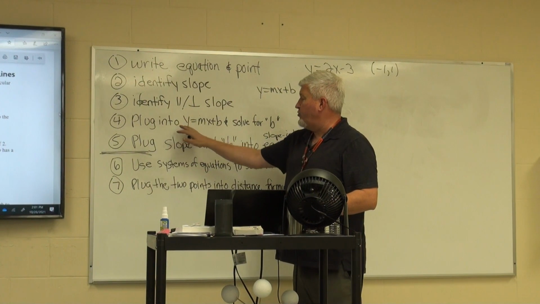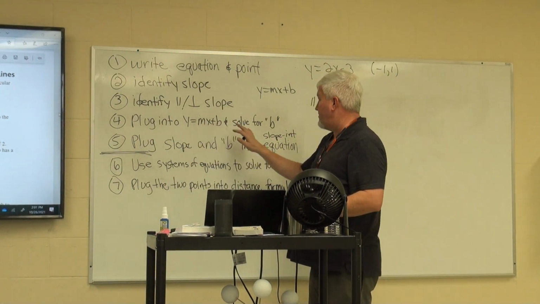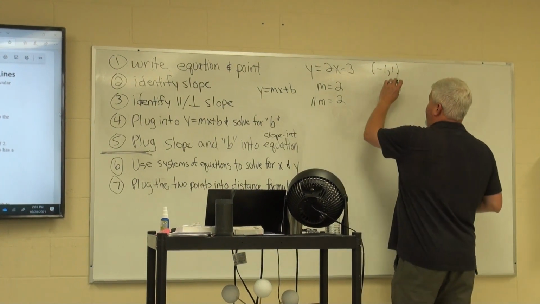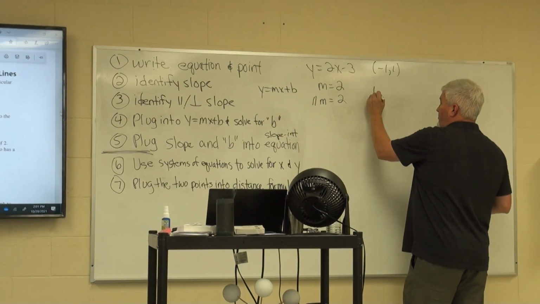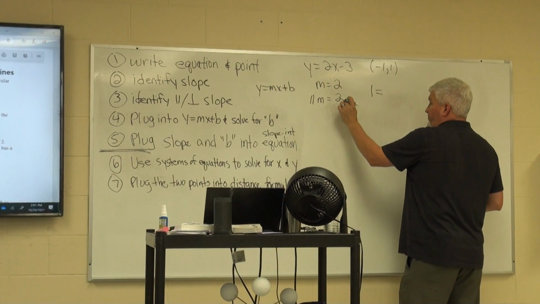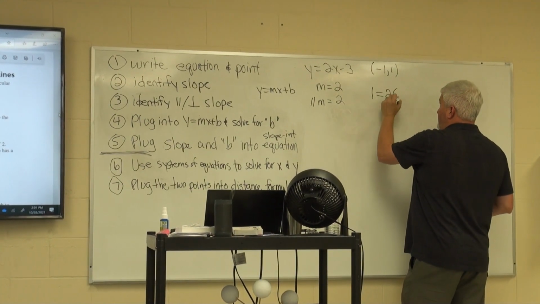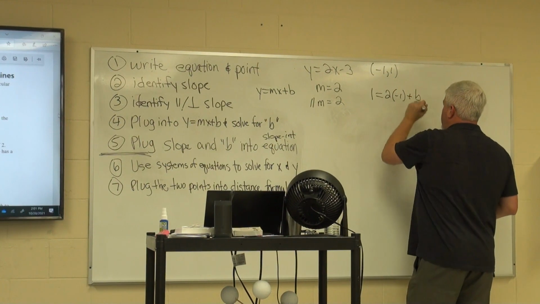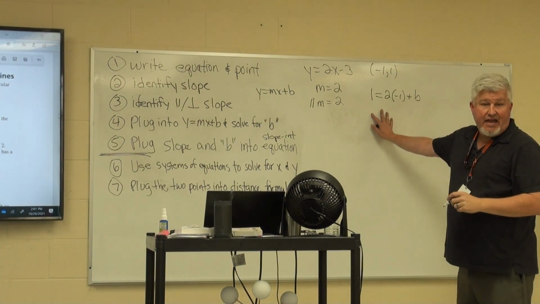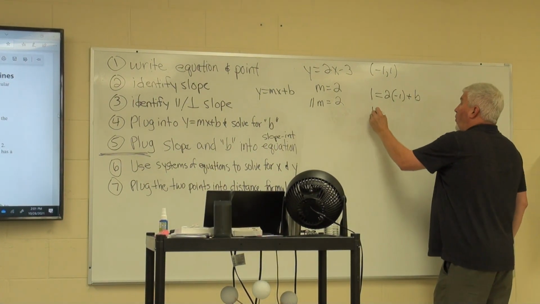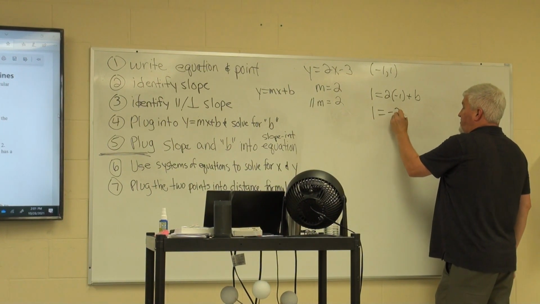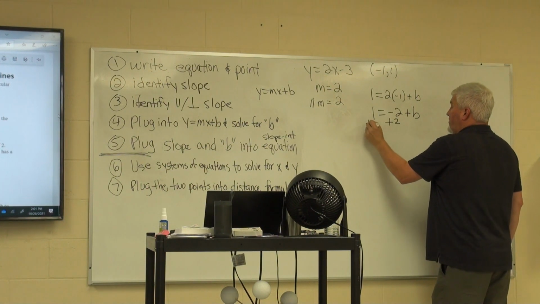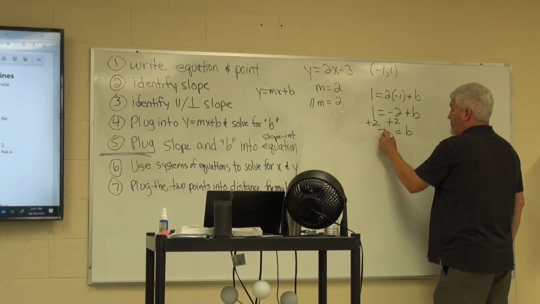Plug into the slope-intercept equation to solve for b. So my y, I find at this point, is 1. My slope, my m, is 2. My x is right there, negative 1, plus b. All I've done is plug in the values they gave us to solve for b. 1 equals 2 times negative 1, which is negative 2, plus b. Add 2. My b equals 3.